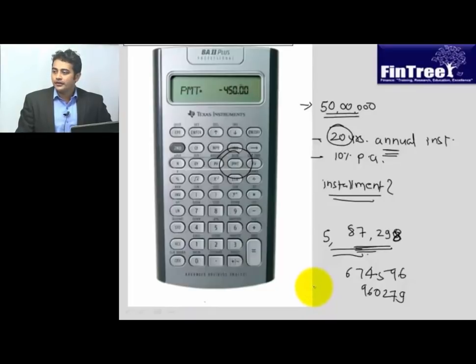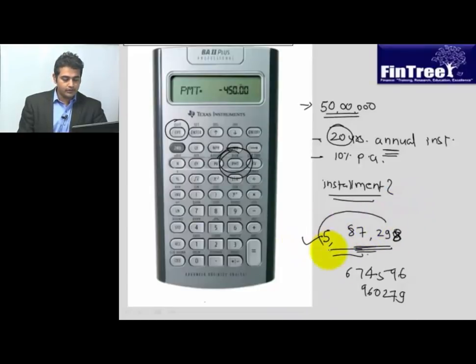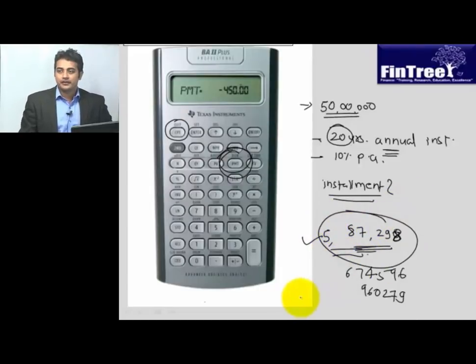And then you would solve for what? You would solve for payment. So then say compute and then say payment. How much? 587,298. This is the answer. Now, we'll go a little bit deep inside this. Okay, so what is the meaning of this 587,298?